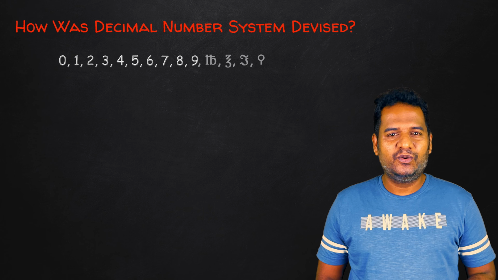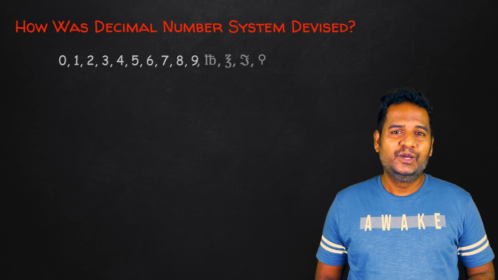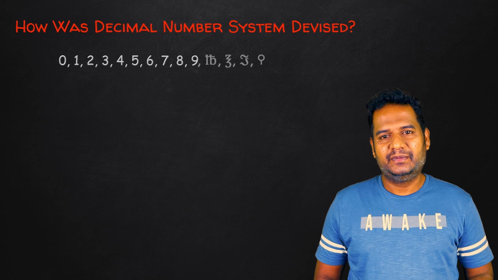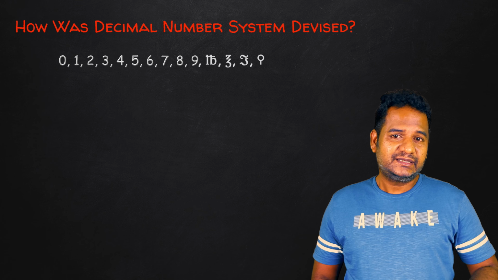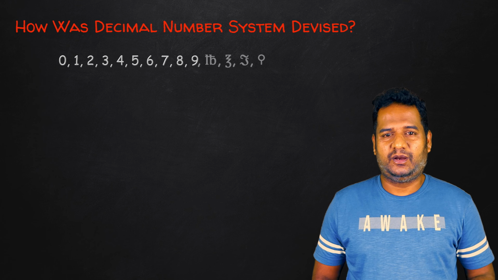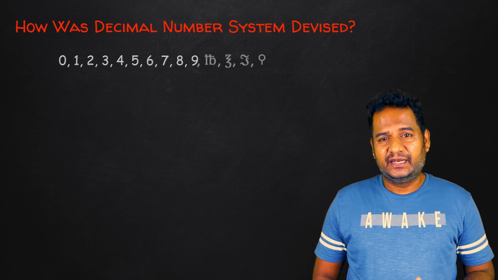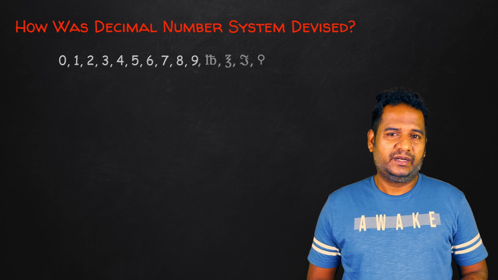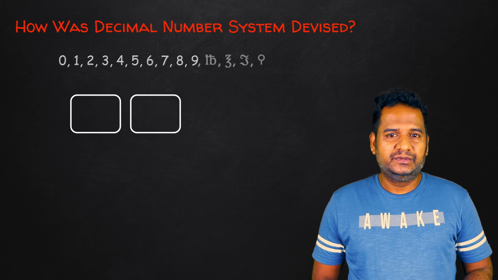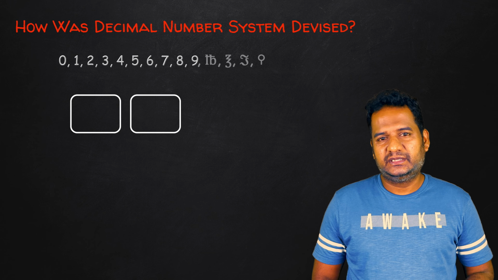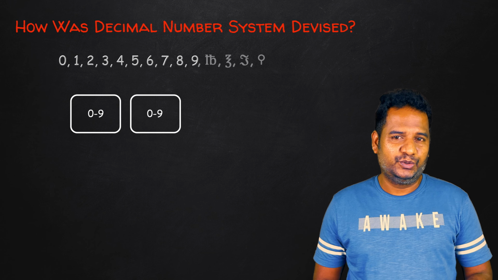Hence, a long time ago, our ancestors decided to use only 10 symbols in the decimal number system and then reuse these 10 symbols to represent a larger count. So how do we reuse 0 to 9 to represent counts greater than 9? Let's assume these two boxes as 2 slots. Each slot can take a digit from 0 to 9.